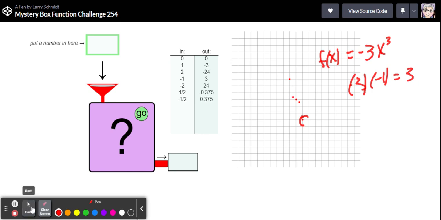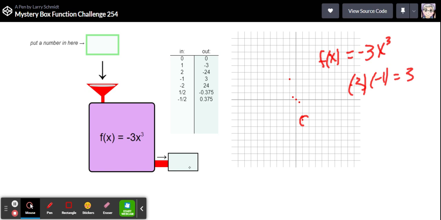So I think we got this. Let's go ahead and take a look. Yeah, -3x cubed, and let's graph that as well. Just a cubic function that's been flipped around by that negative sign and is racing pretty steeply up and down because of that multiplier.